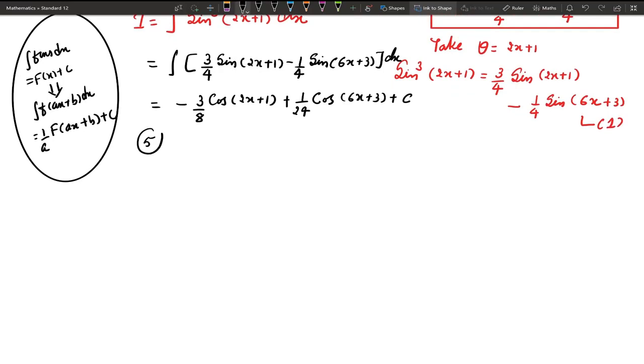So the angle may be different. You should be familiar with the basic principle of how to remove the power. In place of 2x plus 1, the angle may be different.